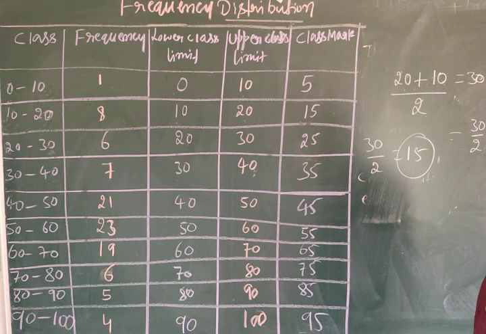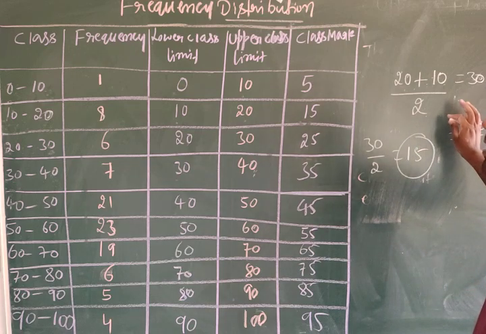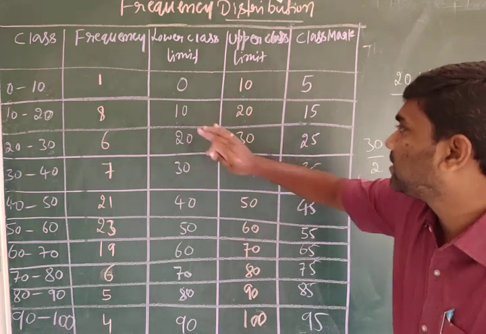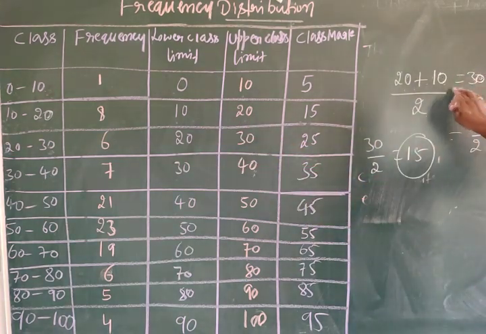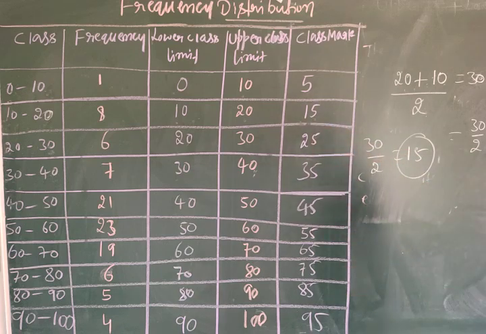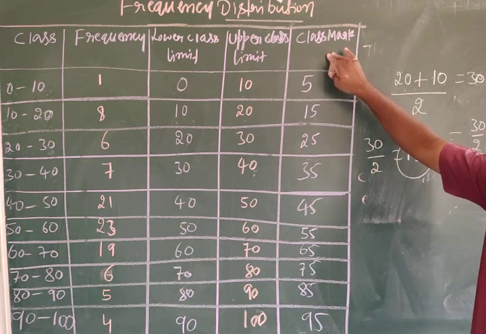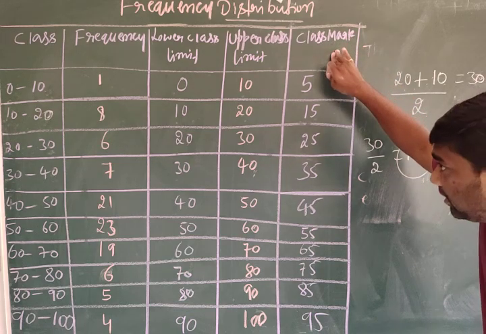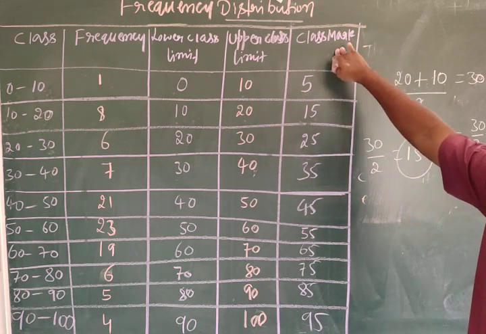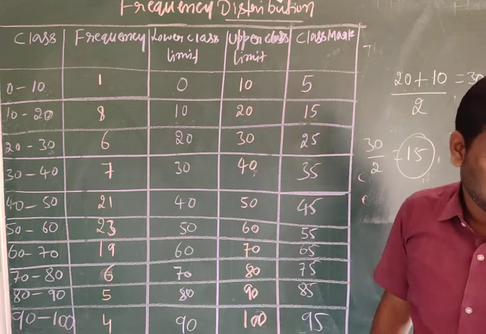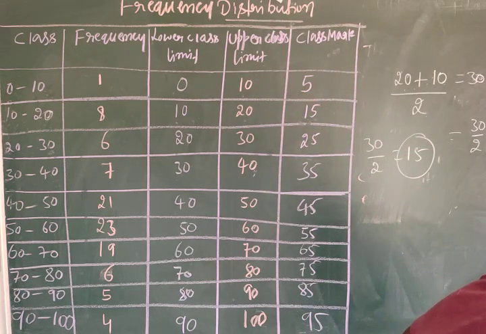Right? Are you observing? 20 plus 10, that is 30, divided by 2, that is the value 15. That is the class mark. Class width or class interval is the difference between the upper limit and lower limit.